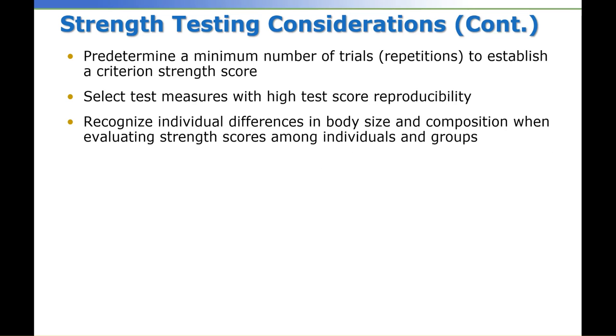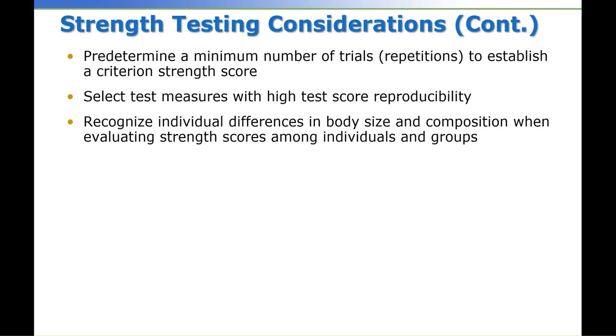Strength testing considerations. You need to predetermine a minimum number of trials or reps to establish the criterion strength score. You need to select test measures with high test reproducibility. Okay, so if you implement some type of test, you want this: if I give the test, or if you give the test to a client, you would get the same type of results, which is high test reproducibility and reliability.